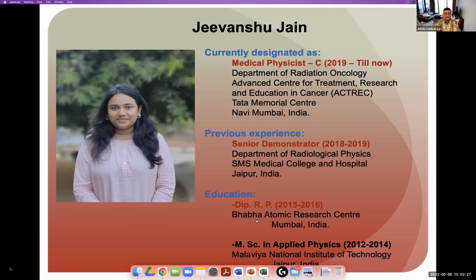Just to introduce Jeevanshu Jain, she is currently designated as a medical physicist scientist C since 2019 at the Department of Radiation Oncology, Advanced Center for Treatment, Research and Education in Cancer at ACTREC in Tata Memorial Center, Navi Mumbai, India. Previously, she was a senior demonstrator during 2018 to 2019 at the Department of Radiological Physics, SMS Medical College and Hospital, Jaipur. She is my old colleague in my department. She has done DRP, that is Diploma in Radiological Physics, from Bhabha Atomic Research Center in 2015-16, and MSc in Applied Physics during 2012 to 14 from Malaviya National Institute of Technology, Jaipur.